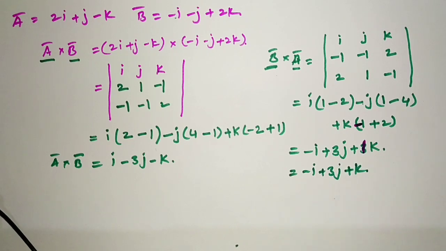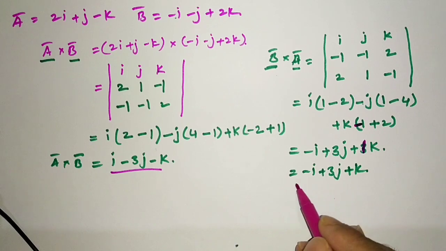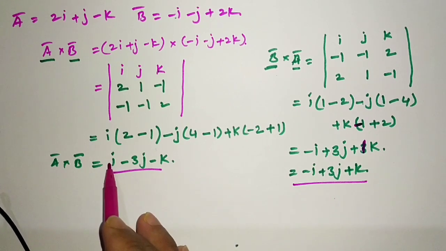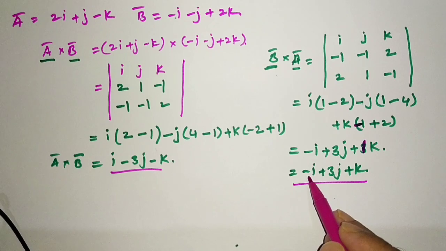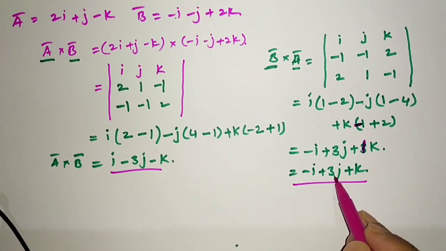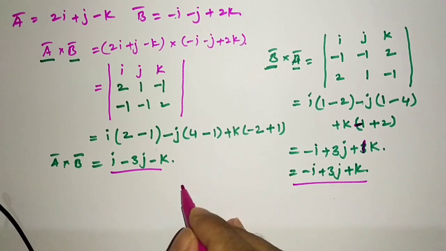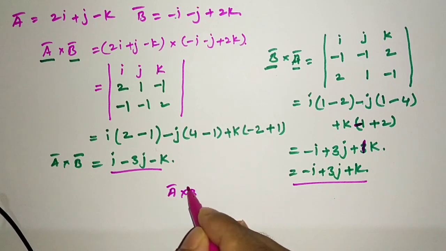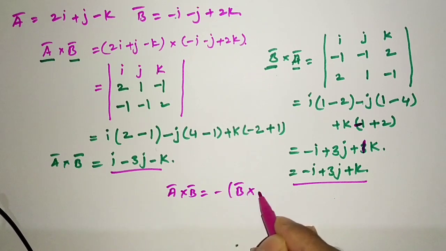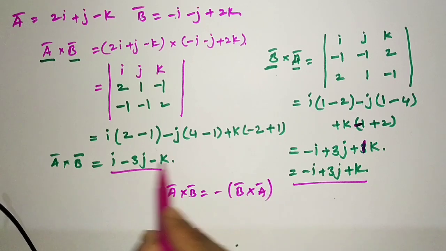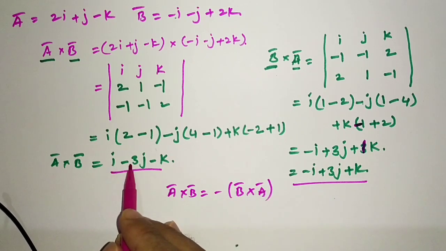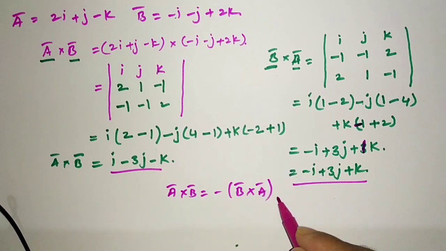Right? You observe a cross b and b cross a values. i minus 3j minus k. Here, minus i plus 3j plus k. Is a cross b equal to minus of b cross a or not? When you multiply with minus, you will be getting this. Yes or no? So it does not obey the commutative law, but a cross b is equal to minus b cross a. Clear? Alright.